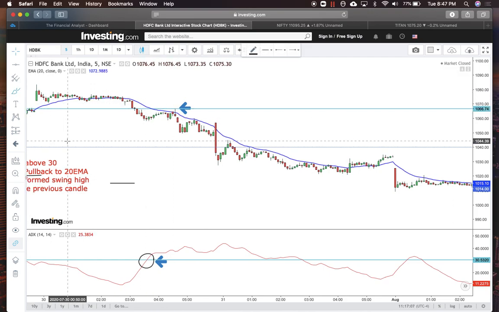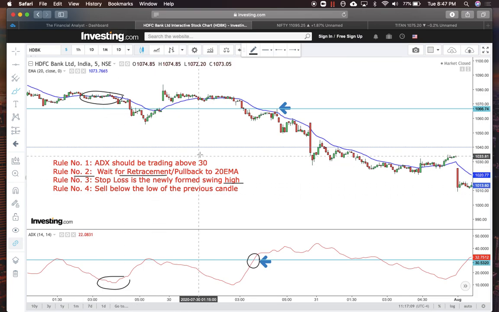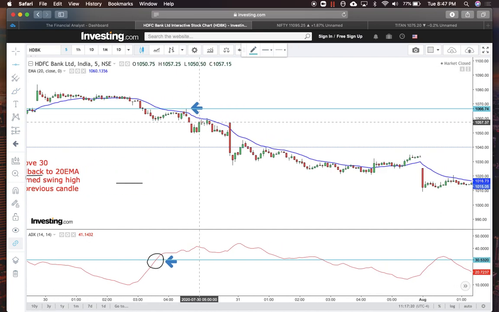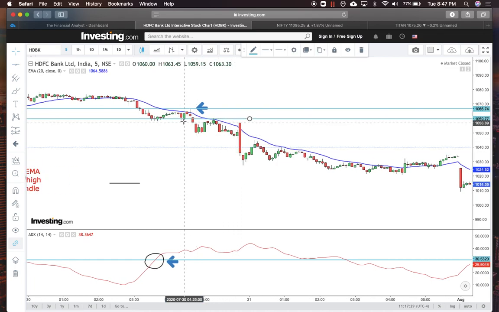When do I take a trade? I will be selling. Why am I selling? Because the trend is down. I'm taking resistance at the 20 EMA. I will be selling below the low of the previous candle. So let me again mark that with a horizontal line. So this is the 20 EMA retracement. The previous candle is this one. So this becomes the low of the previous candle.